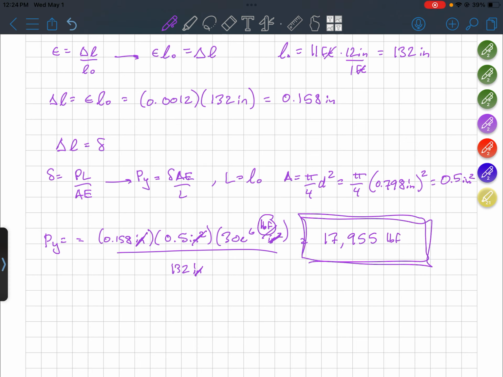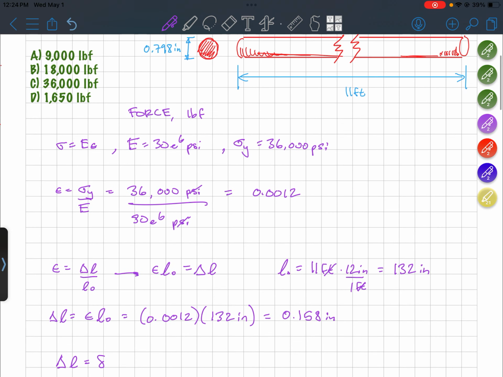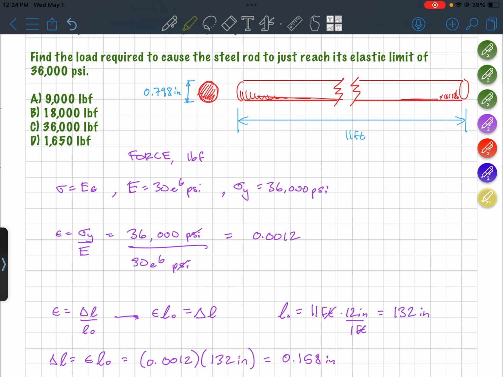Now, let's scan up to see if we have an answer that is close to that. And you can see that we do. Answer B. So I think that's a pretty good guess. Remember, our value here was 17,955 pounds force. That's really close to 18,000. We're going to go with 18.